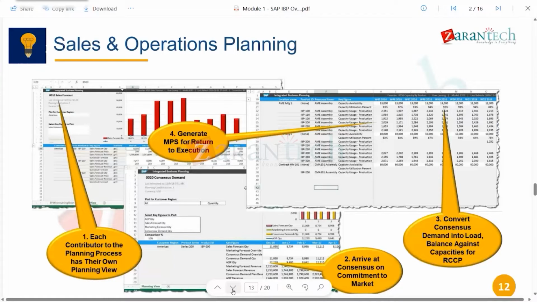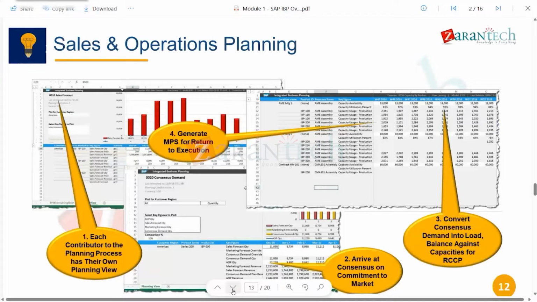And once this is finalized, then step number four at a high level is the MPS generation, which is the master production schedule. The master production schedule is the master plan, which is normally frozen for a period of 1 month, or it can also vary based on the manufacturing footprints or based on the process.